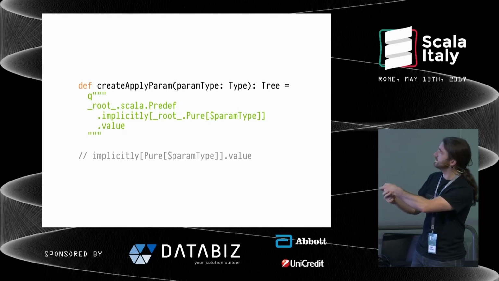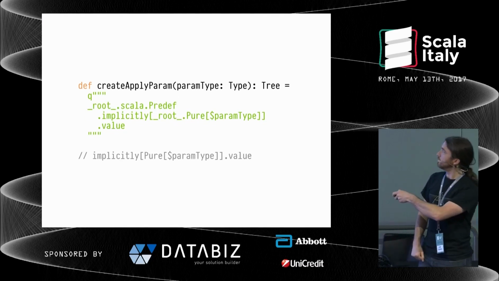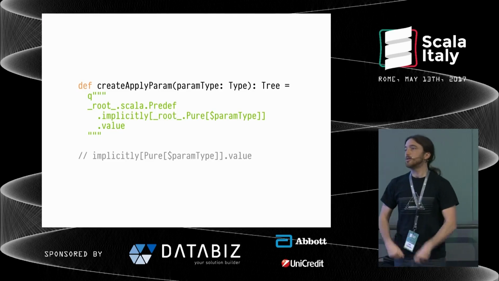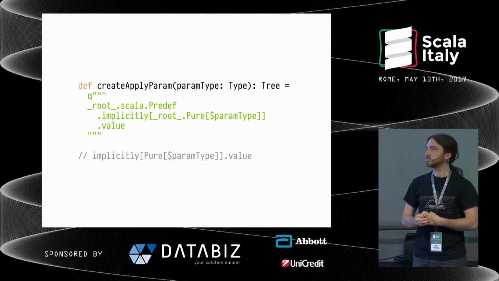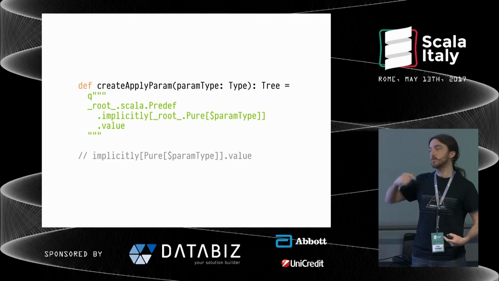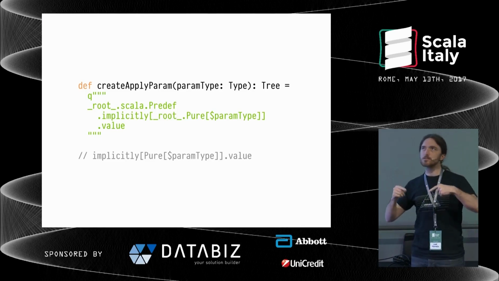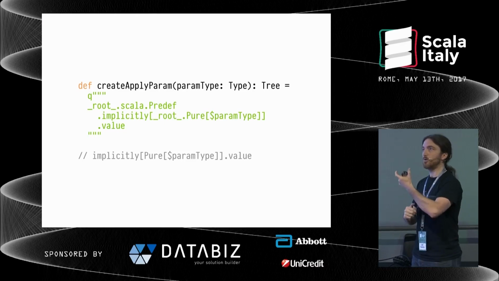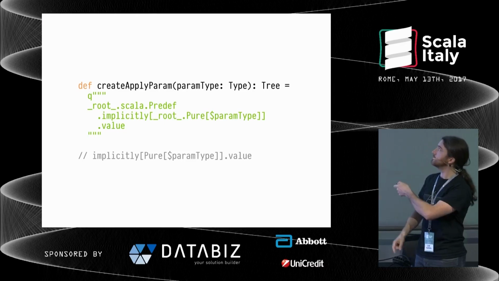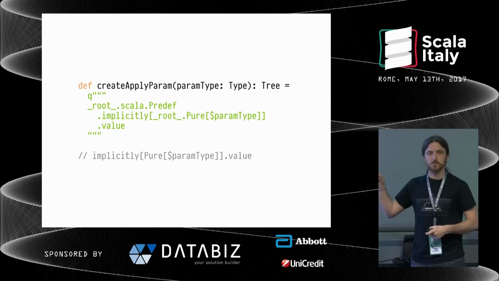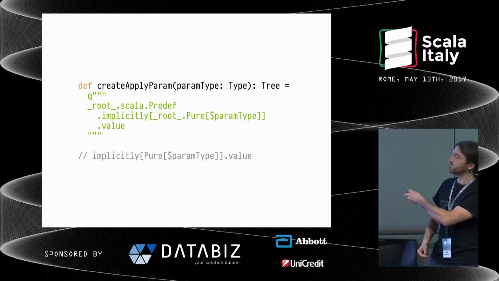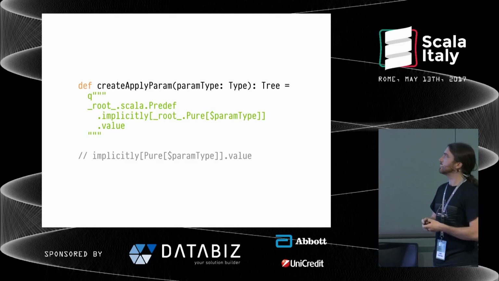That code actually just says implicitly pure of the param type. So we summon the pure and then we call its value method. The reason we got all this underscore root underscore stuff in here, one of the gotchas with Scala macros is that they are unhygienic, which means the meanings of any identifiers I use in the macro are whatever the identifier means at the call site. So if somebody redefines predef or implicitly at the call site, my macro can end up meaning something else. So to get around that, I've just globally referenced these objects.